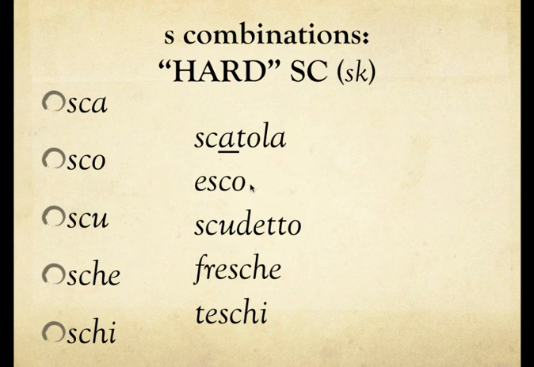Esco means I exit or I go out. Scudetto means a shield or badge, and also the championship, for example, soccer championships. Fresche is fresh, and it's an adjective, a describing word, and we're referring to something feminine plural. That's how I know from this letter right here, fresche. Teschi are skulls.